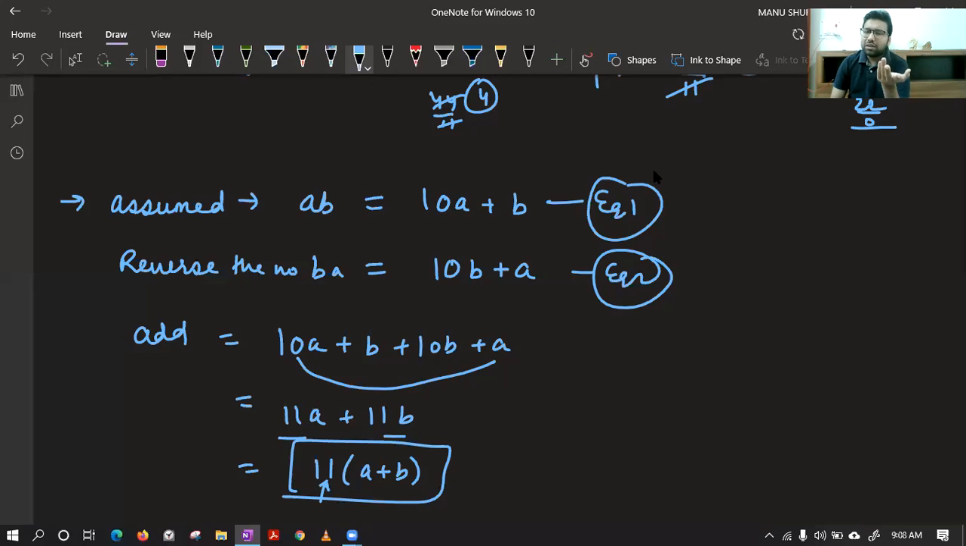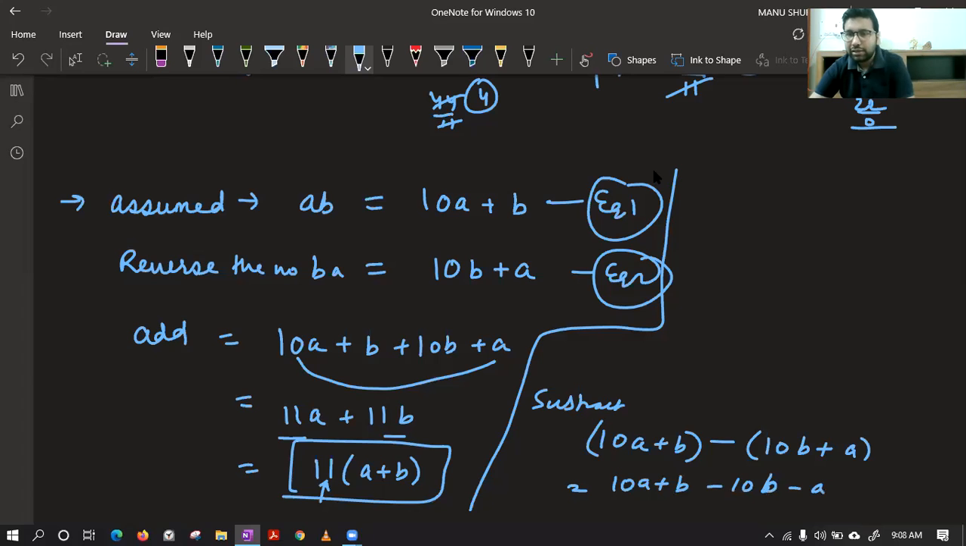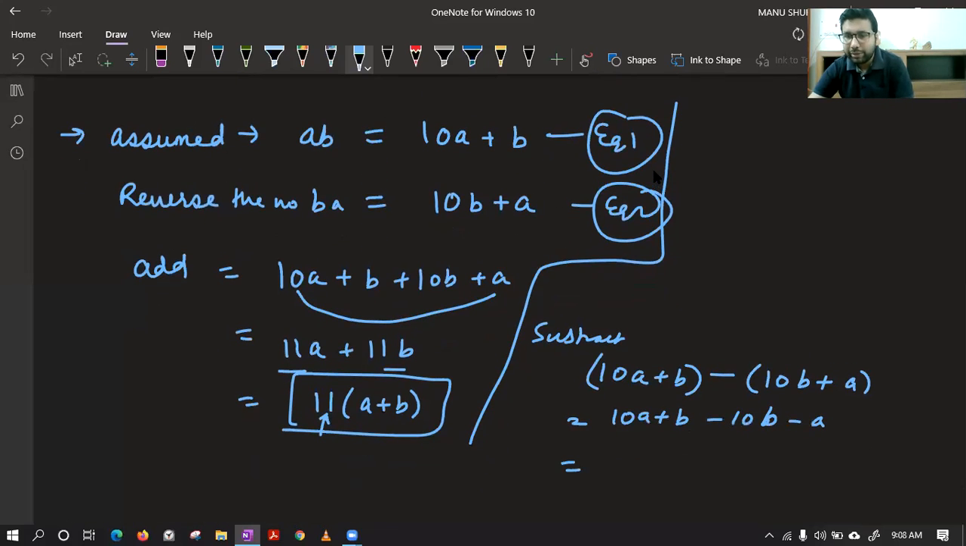Now, suppose I want to change the game. In the same thing, if I do subtraction of equation 1 and equation 2, tell me what will it become? If I subtract, I will get 10A plus B minus 10B plus A, and I will get 10A plus B minus 10B minus A. That will be how much? That will be 9A minus 9B. 9 is common. Now you can say the game is changed.